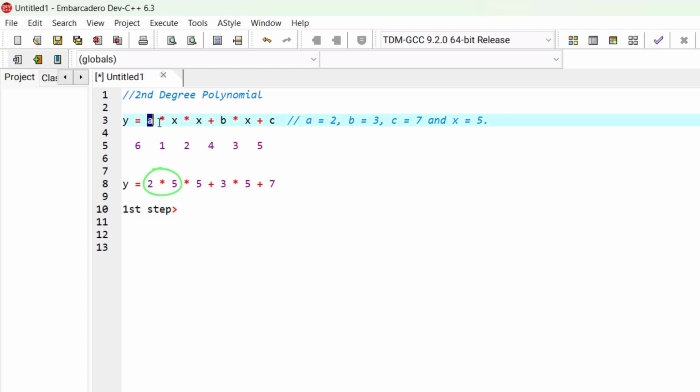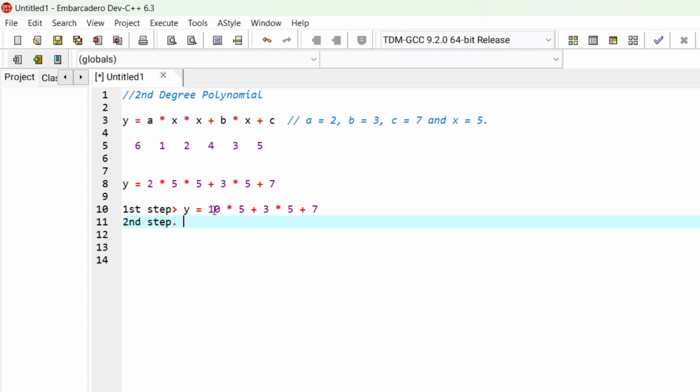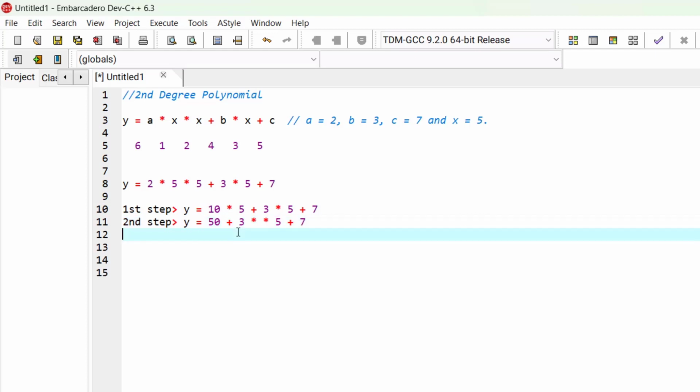And now the first step is going to be this operation, or this part. Y is equal to 10 times 5 plus 3 times 5 plus 7. The second step: y is equal to, this is the second step, 10 times 5. 10 times 5 is going to be 50. 50 plus 3 times 5 plus 7.